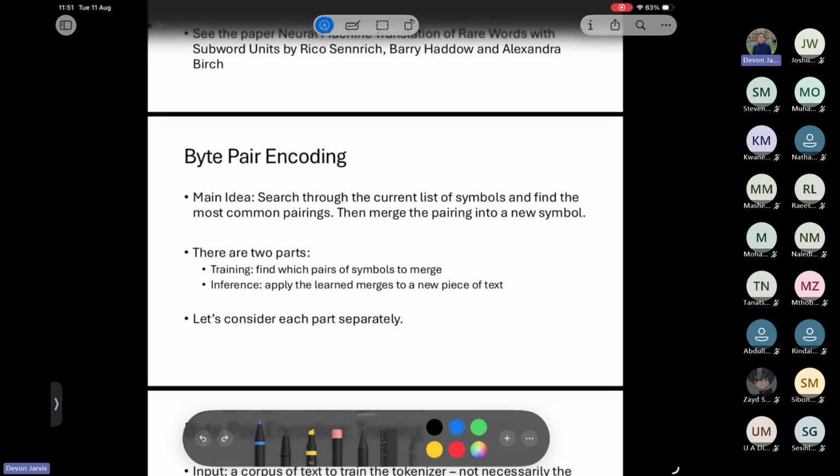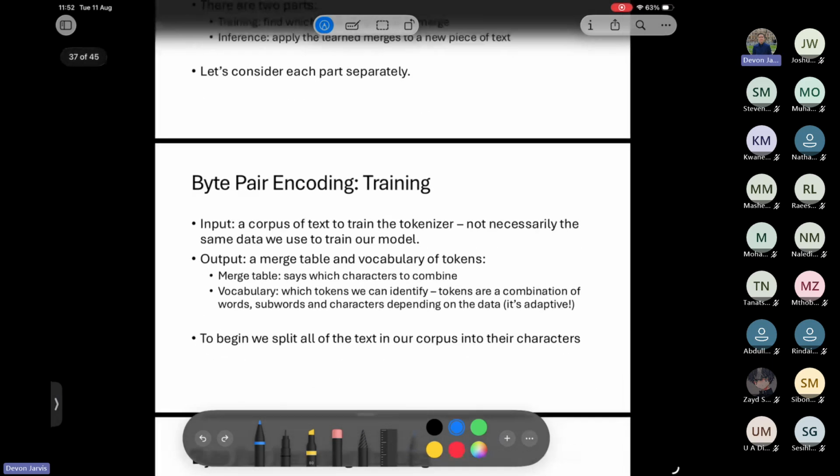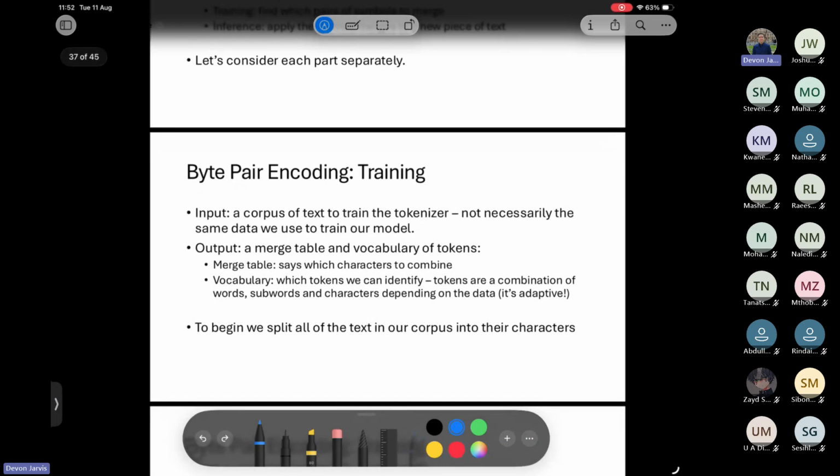So there is the training phase, which is where you find the symbols to merge. Then there's the inference phase, where I give you a whole bunch of new text and you go and replace it with these merged symbols. Okay? So we can look at the pieces separately. So how do you train the thing?